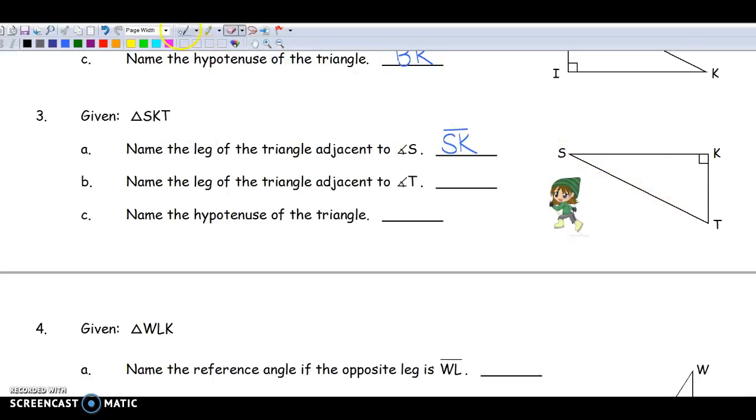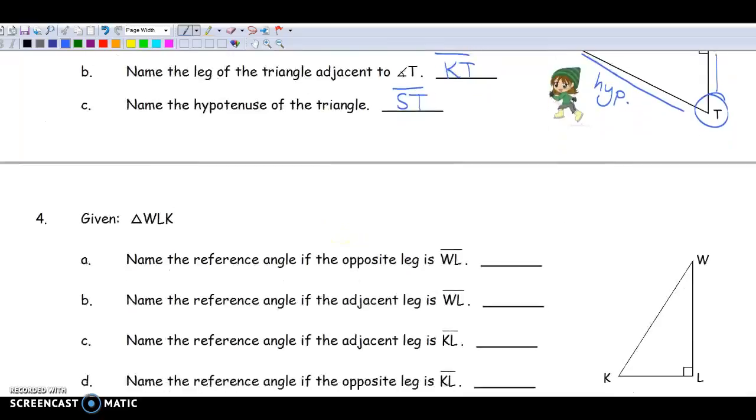Then we got the next one. Angle T. So here's angle T. Name the leg of the triangle adjacent to angle T. Again, adjacent's right next to, so it's either going to be this side KT or this side TS. Well, again, TS is the hypotenuse, so the adjacent side would have to be the other one, which is KT. Then we got name the hypotenuse. We know that. It's ST. So it looks like that.